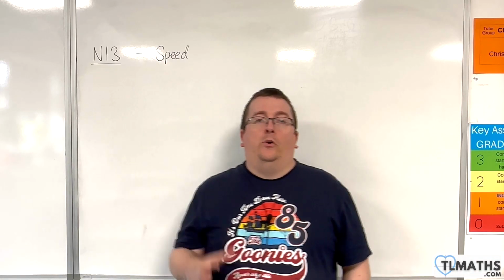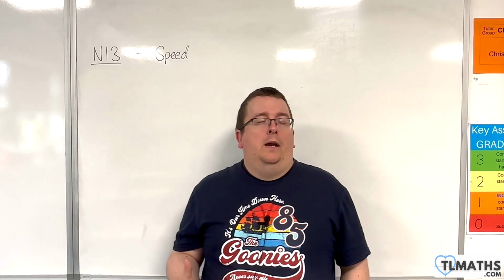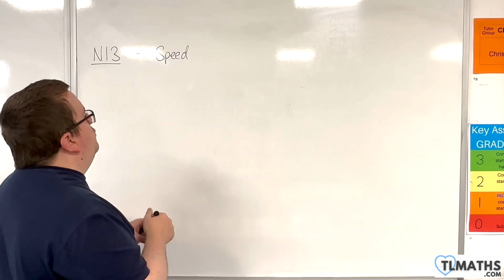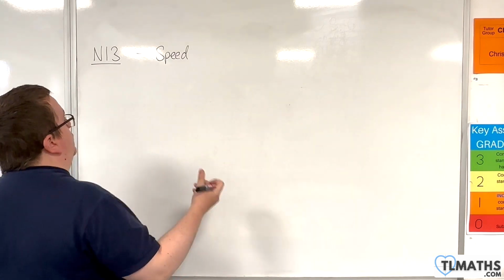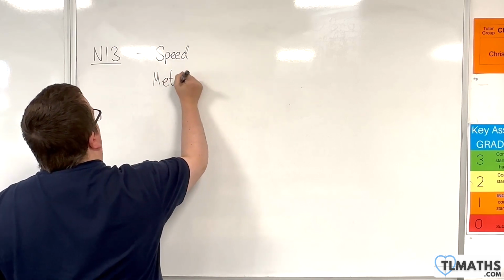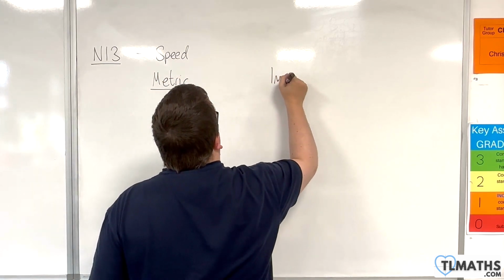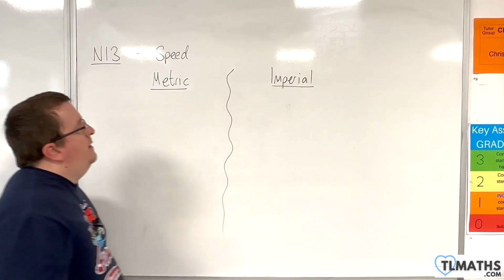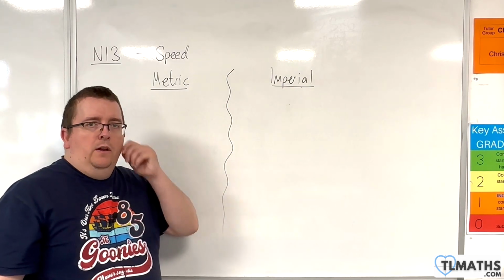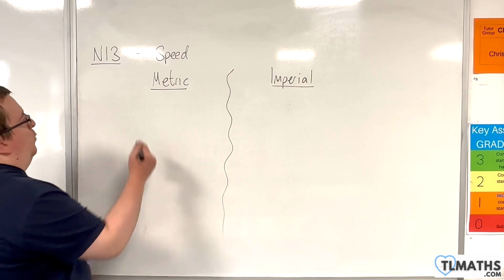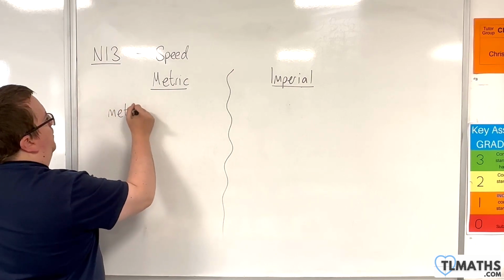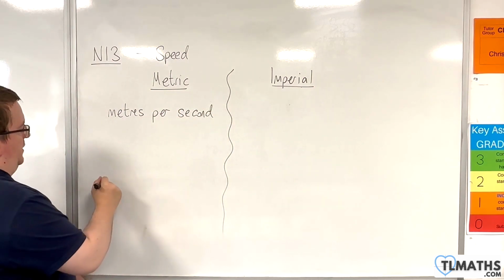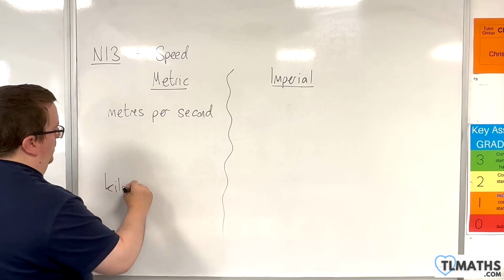So in this video, I want to talk about the units for speed and the ones that we most commonly use. So again, you would probably split this up into metric and imperial. Now, the two for metric that probably come to mind would be meters per second and kilometers per hour.